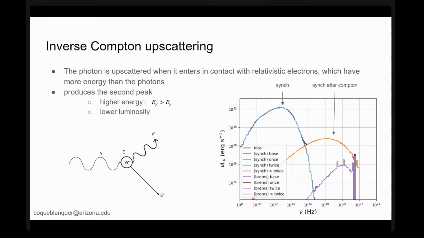And the orange line is Compton scattering, and the purple line is Bremsstrahlung. So we can see that Compton scattering has much higher energies than synchrotron emission because the energies of these photons have been pushed up. We can also see that Compton scattering has low luminosity because not all of the synchrotron photons undergo Compton scattering.